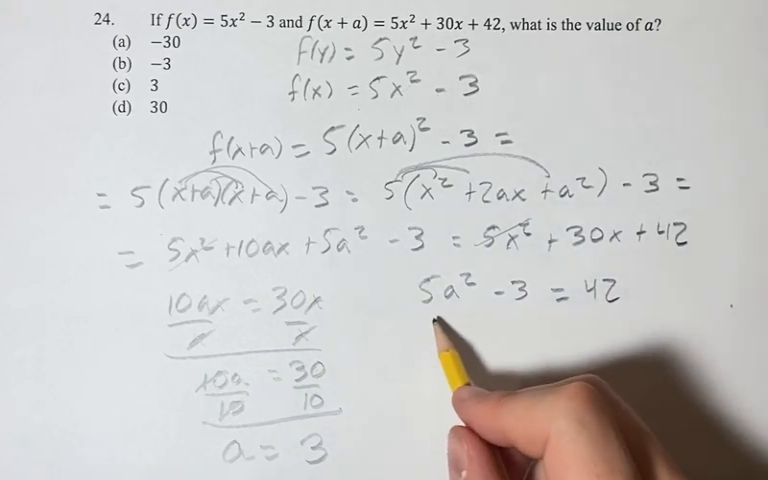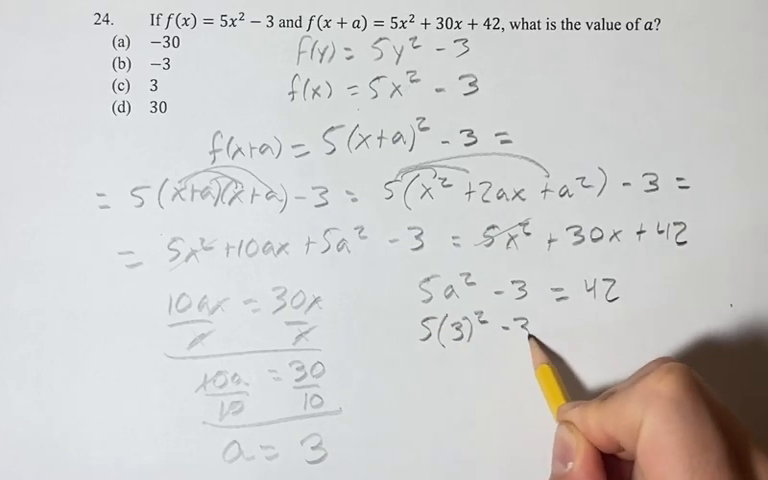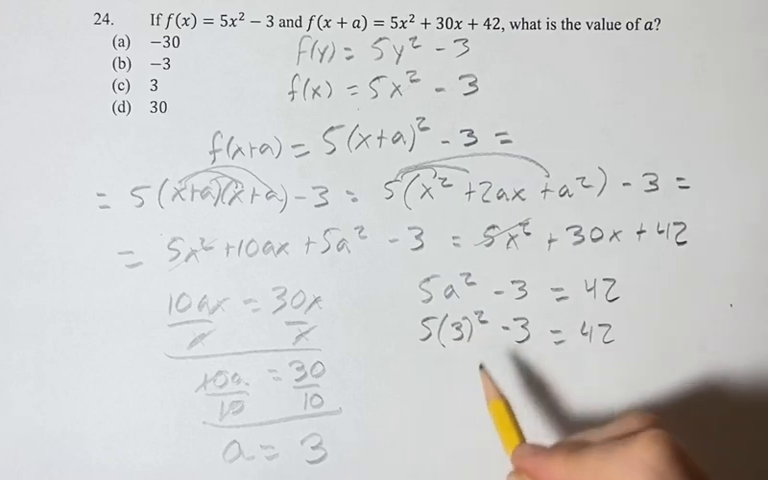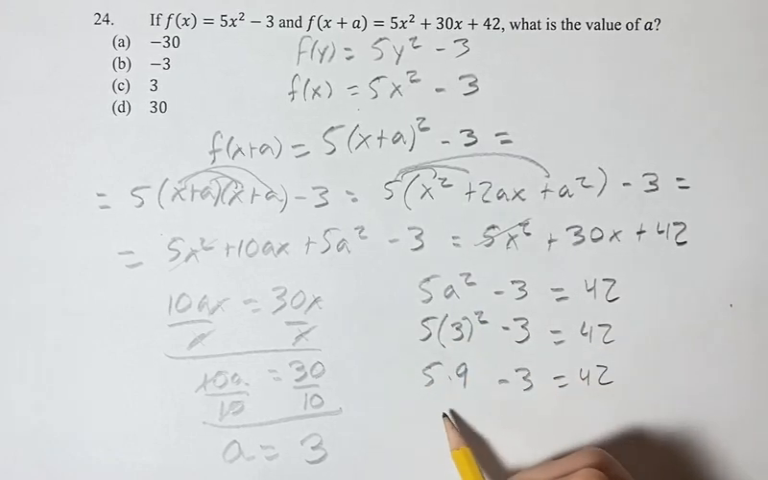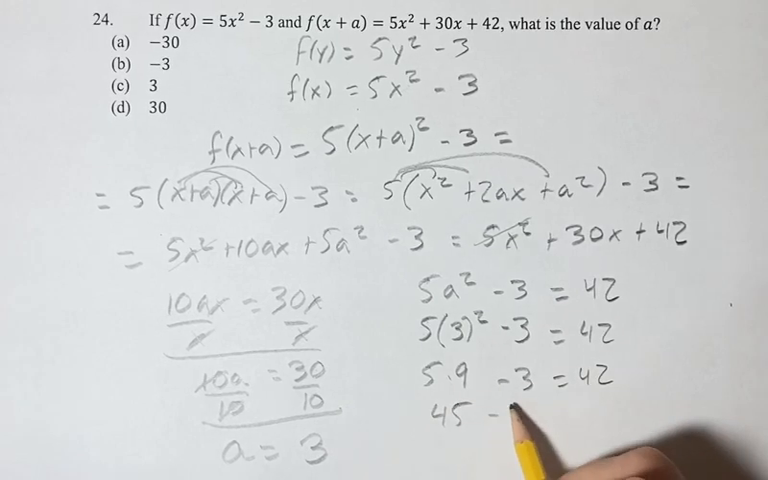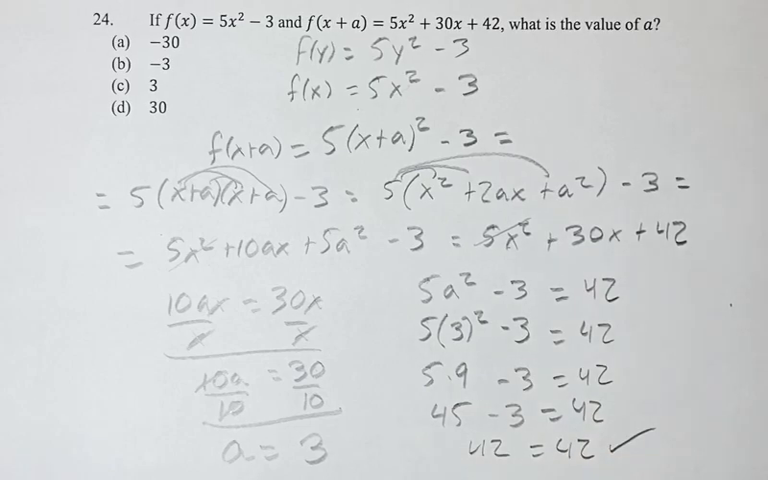Just to check that our answer is correct, we can plug it into the other equation, and we have 5 times 3 squared minus 3 is equal to 42. 3 squared is 9, so this is 5 times 9 minus 3 is equal to 42. 5 times 9 is 45, minus 3 is equal to 42. 45 minus 3 is 42, so 42 is equal to 42, and our math checks out.